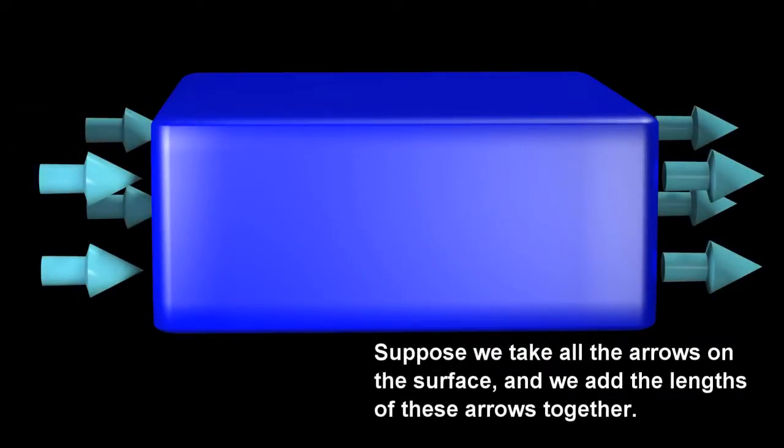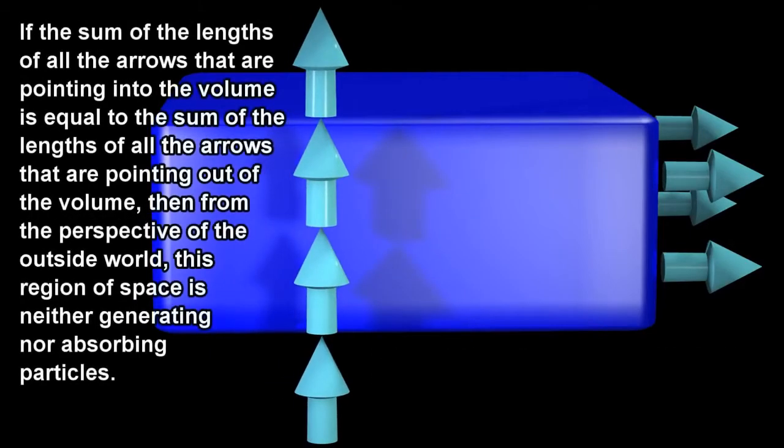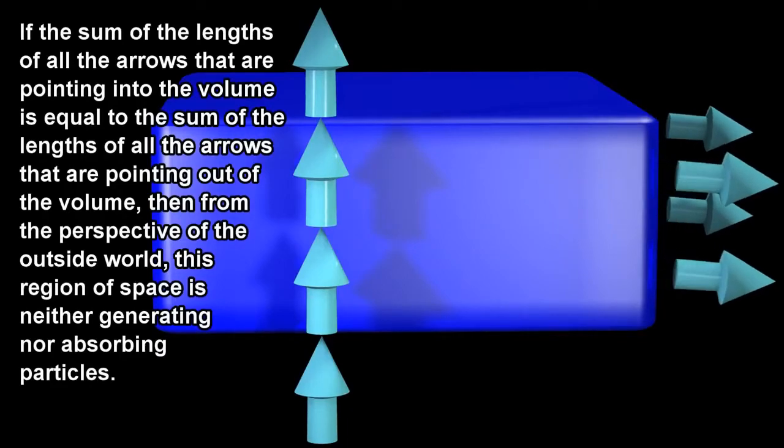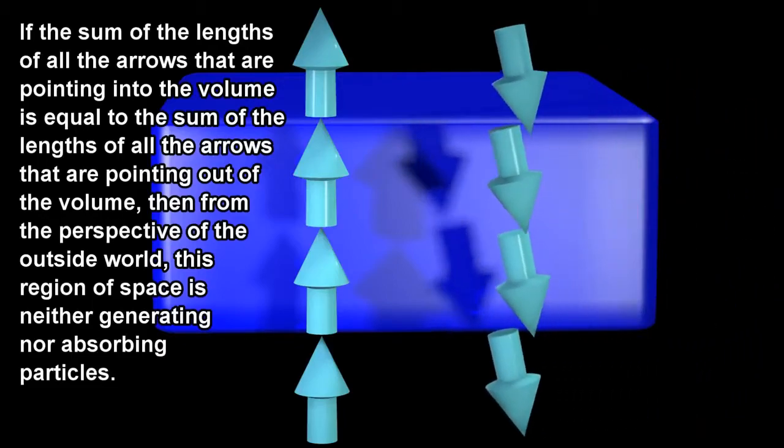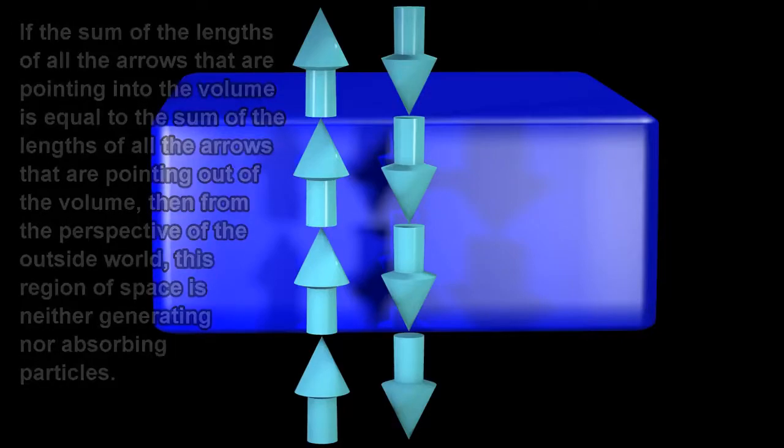Suppose we take all the arrows on the surface and we add the lengths of these arrows together. If the sum of the lengths of all the arrows that are pointing into the volume is equal to the sum of the lengths of all the arrows that are pointing out of the volume, then from the perspective of the outside world, this region of space is neither generating nor absorbing particles.